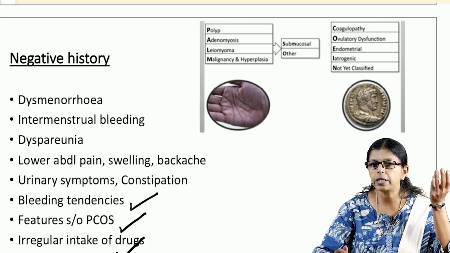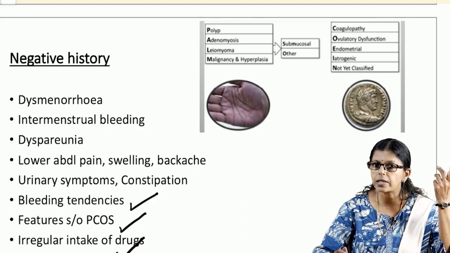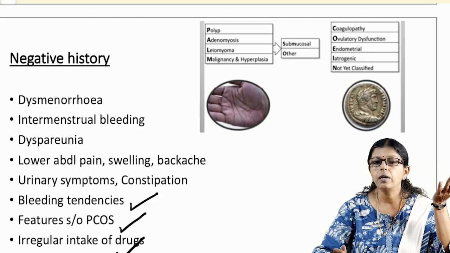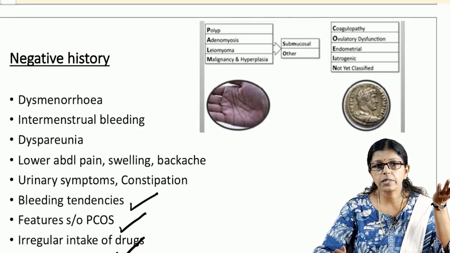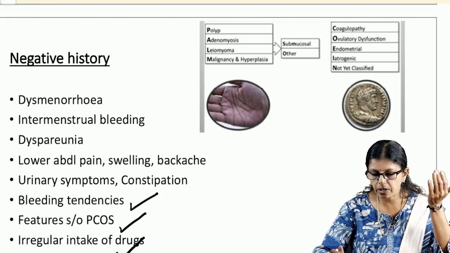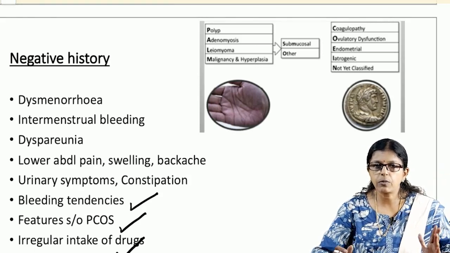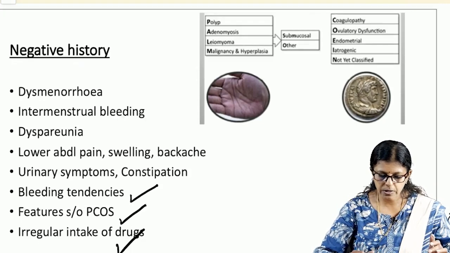Coagulopathy, you look for any bleeding tendencies. Ovulatory dysfunction, you look for any ovulatory dysfunction. So, is there irregular cycles from before? Is there weight gain? Is there acne? These are things that you can ask. And similarly, for all of these, iatrogenic, very important, you will have to ask for the history of drugs.